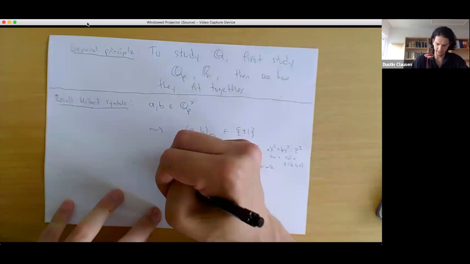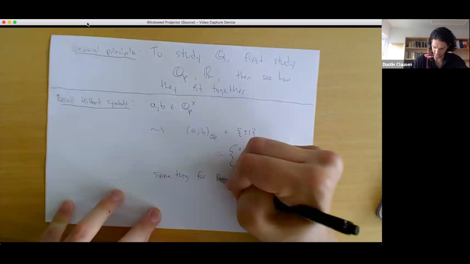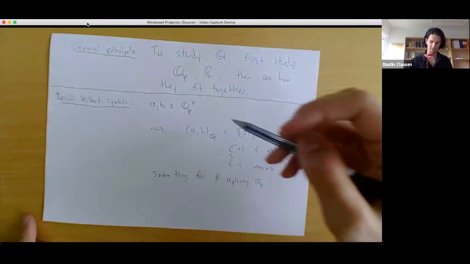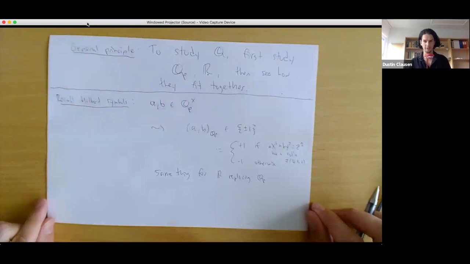And then you do the exact same thing for R replacing Q_p. So you do it for all the non-trivial completions of Q. Those are parameterized by prime numbers p, and then the usual absolute value giving the real numbers, as Akhil discussed in one of his lectures. And the definition of the Hilbert symbol is uniform, if you write it this way.